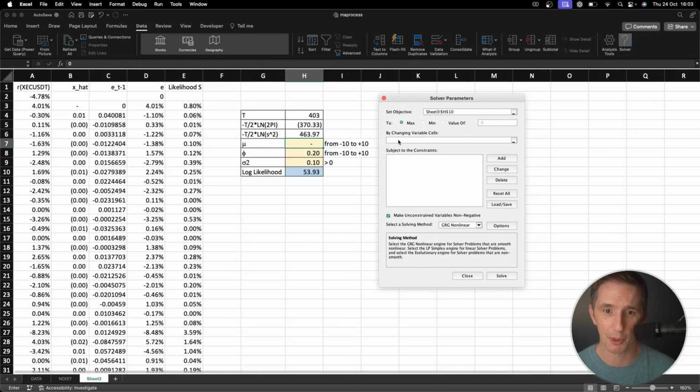It says, okay, well, what cells can I change in order to make that happen? So I highlight these cells here. These are the ones you can change. You can't change any other cells, only these ones. And then it says, okay, what constraints do you want to put on this model?